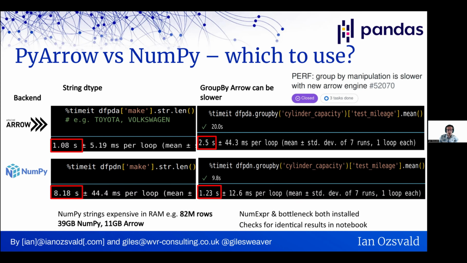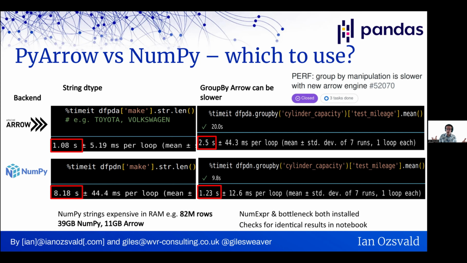Underneath it, bottom left corner, the same timeit on df_pdn, that's the data frame in Pandas with the NumPy backend, the make column str length, so the same API, different data backend: 8 seconds, so 8 times slower. That's pretty huge. And there's a note below it that NumPy strings are expensive, not just in operation speed, but also in terms of their RAM requirement. The 82 million rows that I used in this particular test were stored as nearly 40 gigabytes using the NumPy backend, or just 11 gigabytes, so a 4 times smaller data footprint using Arrow. So in this case with strings, Arrow is both faster and uses less RAM.